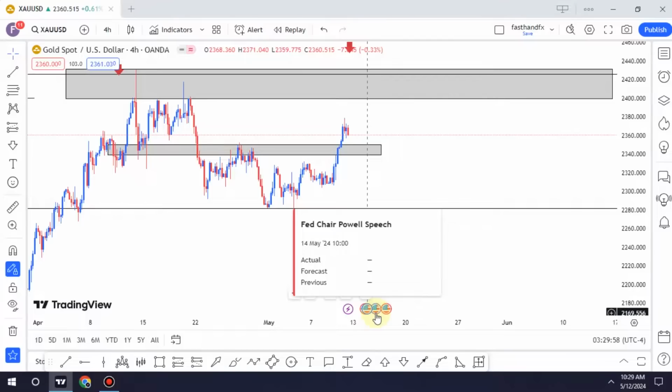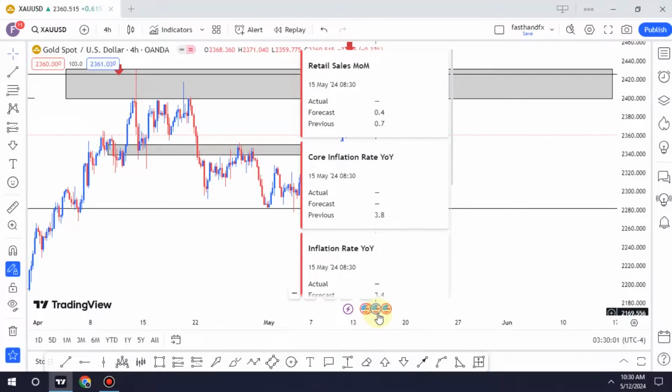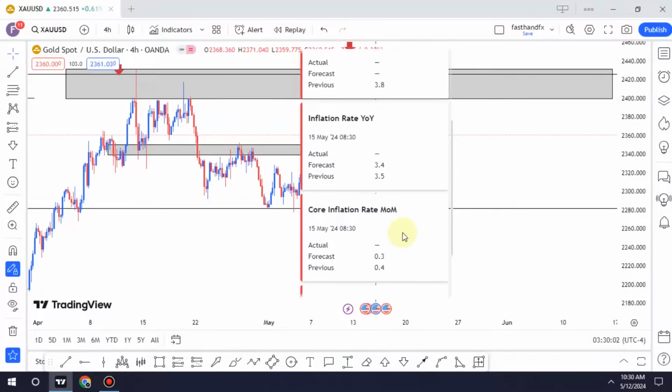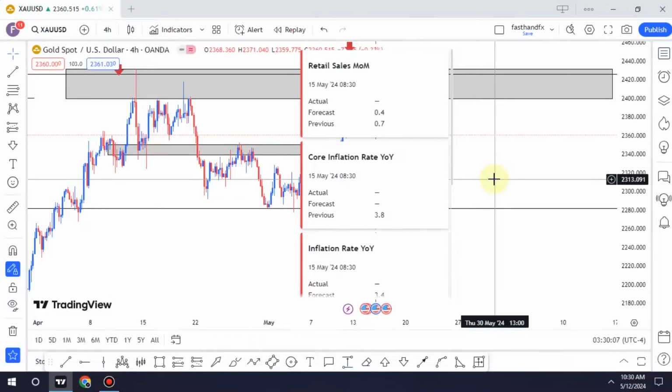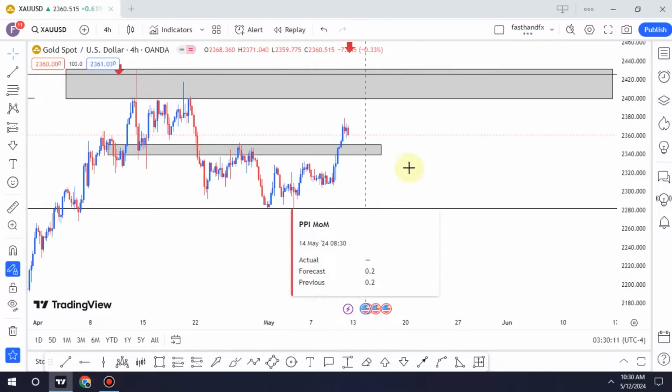Building permits, Fed, inflation rate. This coming week might be crazy though. I see we have so many news events. Anyway, no problem.